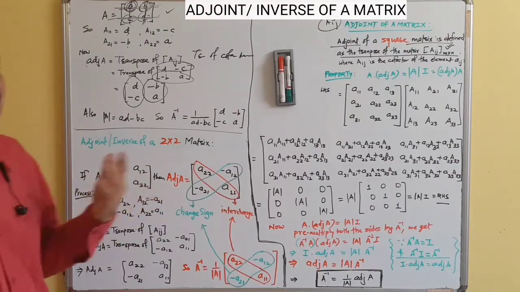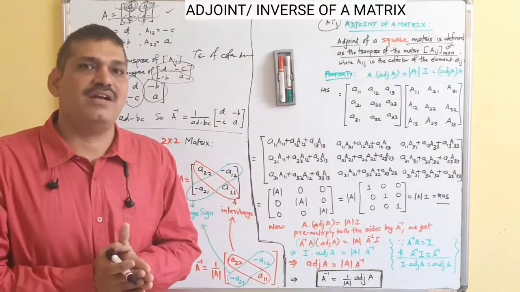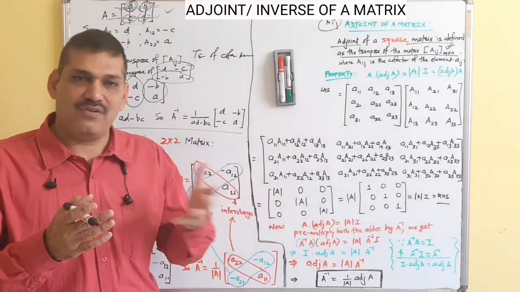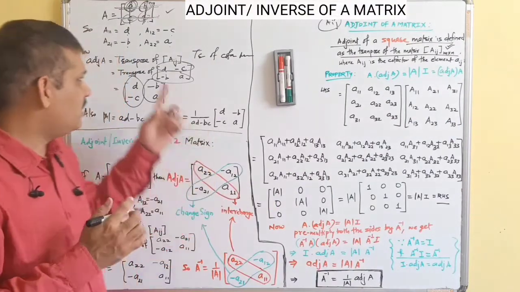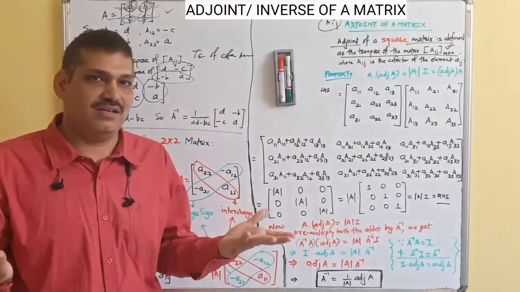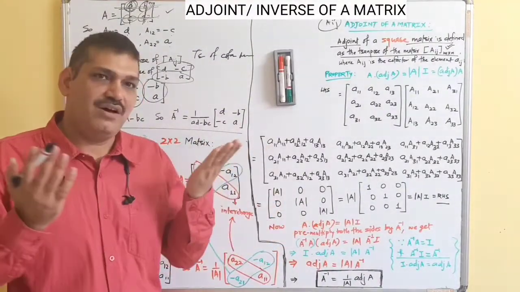Suppose I am given a 3 by 3 matrix. How will I find the adjoint? Simply, I'll find all 9 cofactors of all the elements and take the transpose of the cofactor matrix. That's how we find the adjoint of a matrix.